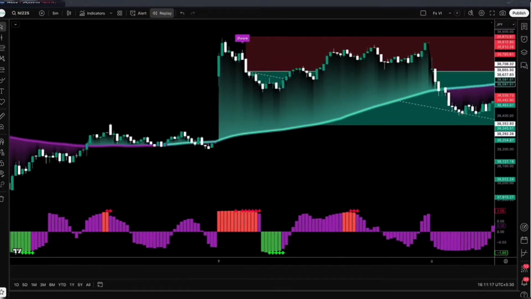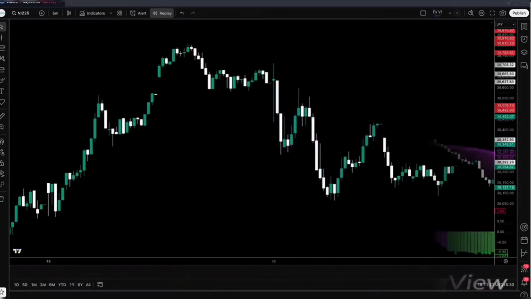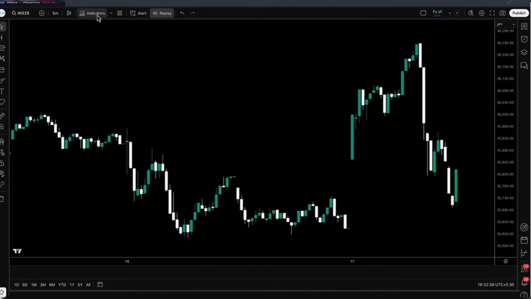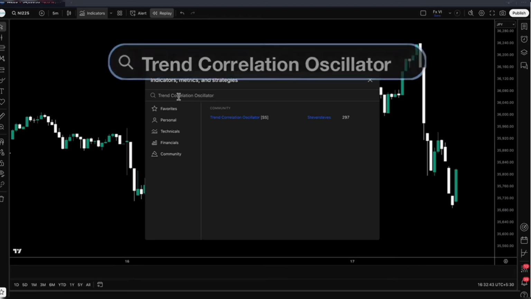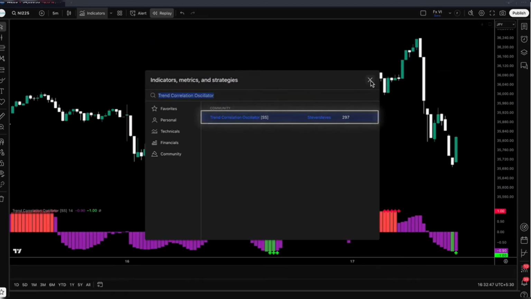Let's start the video without any delay. Let's set this indicator up on TradingView. First of all, click on Indicators at the top of the screen. We will search Trend Correlation Oscillator in the search box of TradingView. After that we have to click on the Trend Correlation Oscillator SS option.